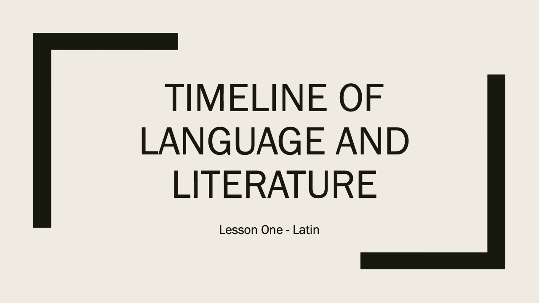This is the first lesson in the Timeline of Language and Literature unit that we'll be studying together up until the end of spring. This first lesson is all about Latin. On Google Classroom you'll be able to find this lesson along with this video, and there is a Google form for you to fill in with your answers. If you are unable to access Google Classroom, don't worry, you can write your answers on paper. I hope you enjoy it, and we look forward to reading your responses.